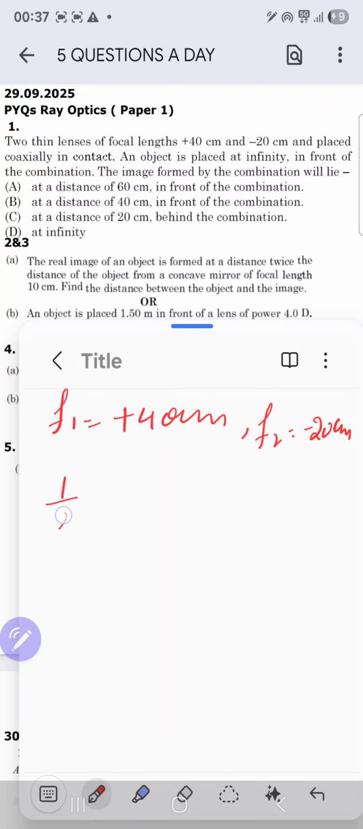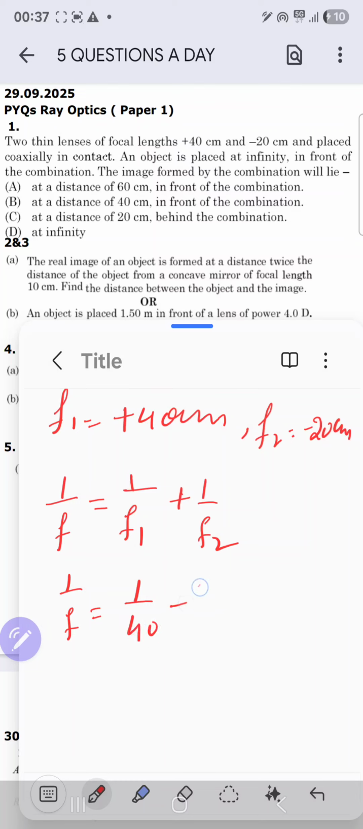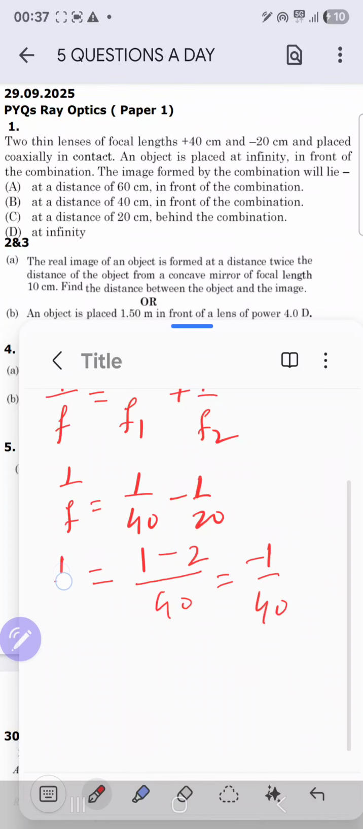And when the two lenses are combined and placed coaxially in combination, the net focal length is 1 over f is equal to 1 over f1 plus 1 over f2. So we are finding the focal length of the combination here. 1 over f is equal to 1 over 40 minus 1 by 20. So here you will calculate the focal length of the combination, as here it would be 1, here it would be minus 2, and you would get minus 1 by 40. So this is 1 over f. So taking the reciprocal, f is equal to minus 40 centimeter.